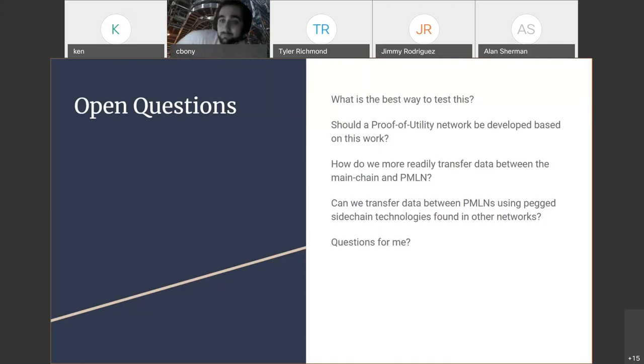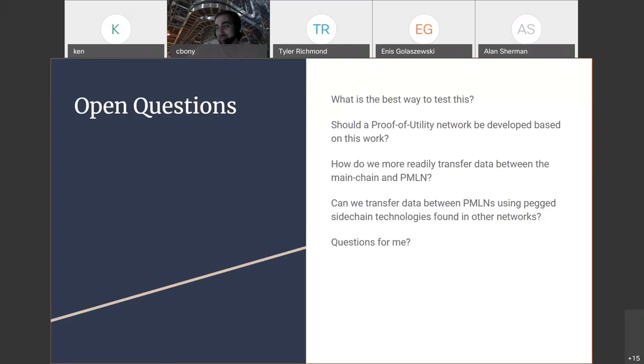So I like the question, what is the best way to test this? Because this comes up a lot with blockchains, right? Absolutely. Do you have any ideas for how to test it? Like, how do you integrate with existing blockchains to try and make something like this work? Because making a blockchain from scratch to work with doesn't sound like the plan, right?